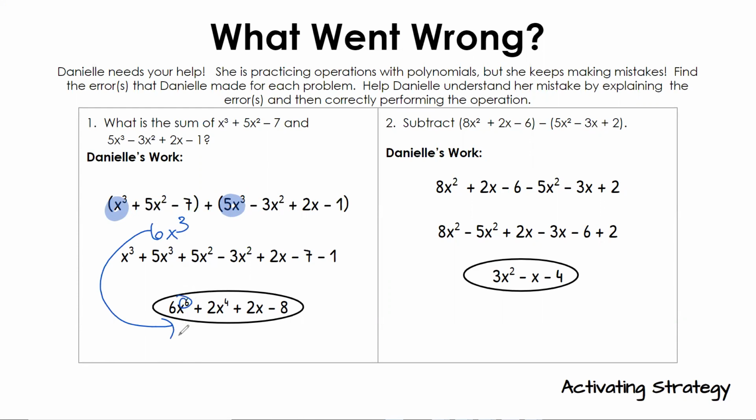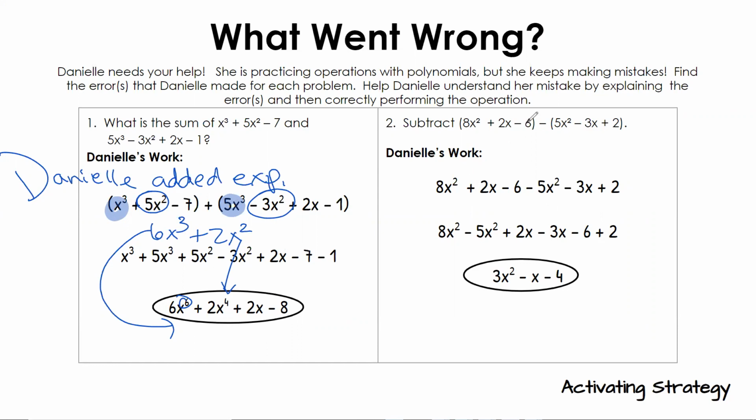She added the exponents. So Danielle added the exponents. Yeah, she dumb. Okay, so for instance, on the next part, you would have said 5x squared minus 3x squared, and that would have given you 2x squared. Homegirl put to the 4th power. Okay. Yeah. Danielle, she needs to go back to 1st grade.